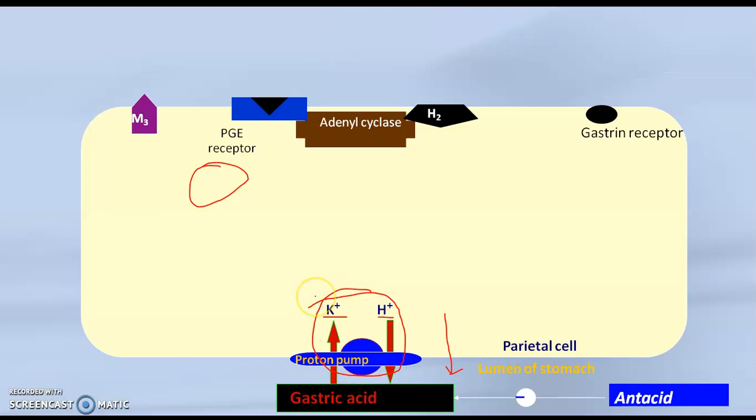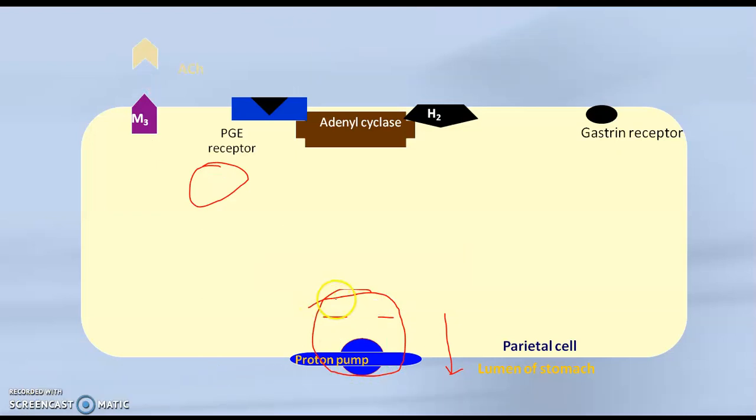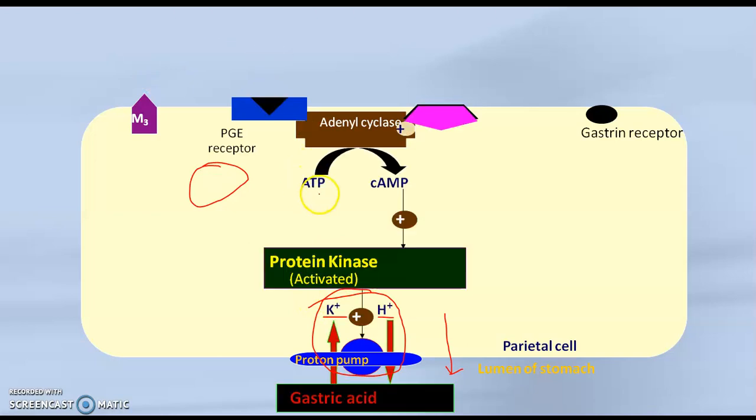Rather than blocking all these four processes, if you directly block this proton pump, the whole story will end, isn't it? There will not be the counter exchange. There will not be H plus going outside, and from outside K plus will not come inside. And if there is no H plus outside, it will not combine with Cl minus. Hence in today's lecture we are studying proton pump inhibitors. I hope you understood the basics of this segment.